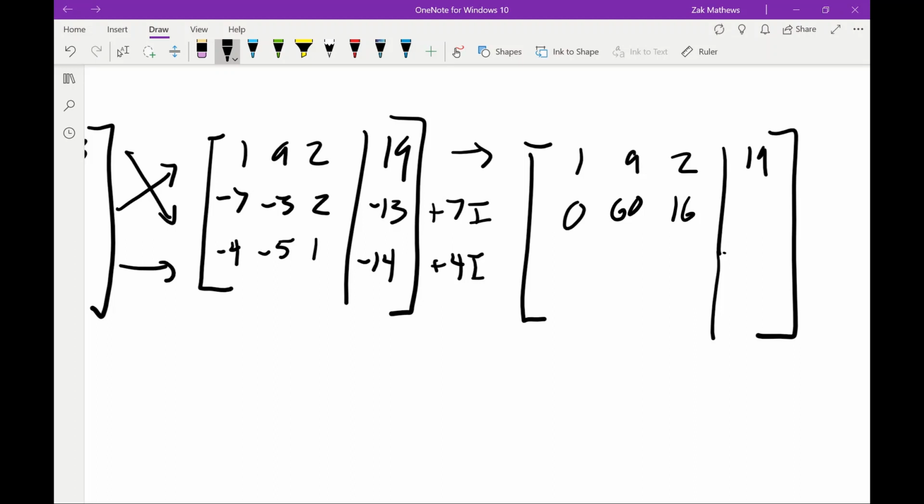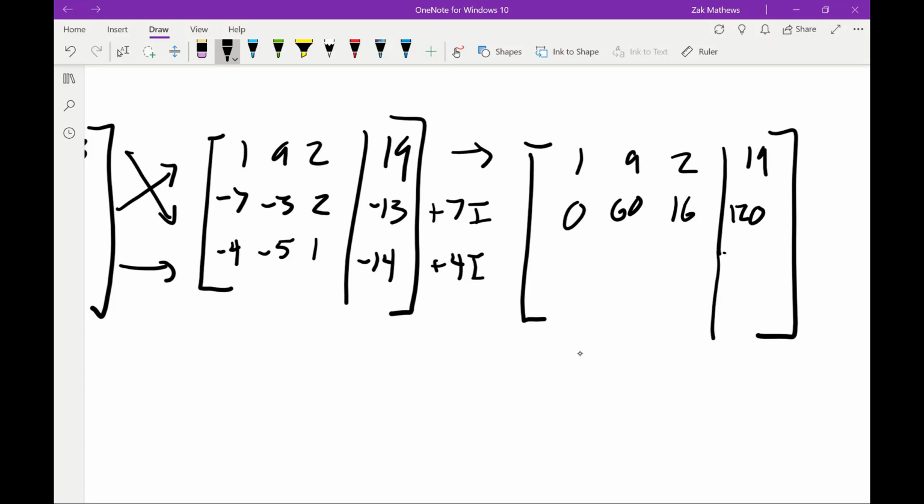And then -13 and 7 times 19. I'm going to use a calculator to help me out on this one. -13 plus 7 times 19. We get 120 there. So our numbers have gone pretty large pretty quickly, but we'll live with it for now.